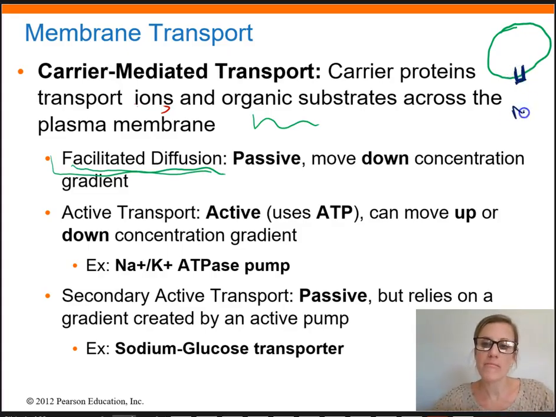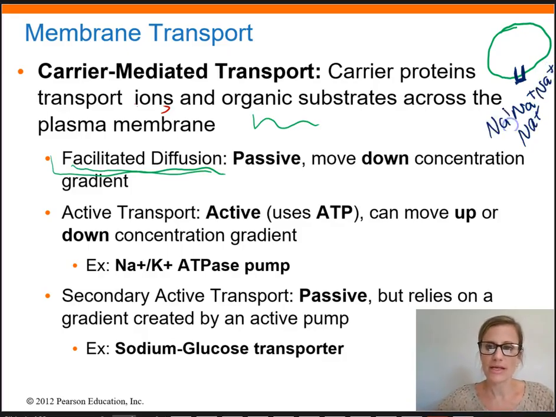Remember, I normally have much more sodium outside the cell than inside. So my cell looks like this. Now, diffusion tells us that this is going to go into the cell, right? It's going to go from high to low, so from outside to inside. But remember, this sodium can't diffuse straight through the plasma membrane because it's charged, right? It doesn't like the lipids, so it can't do that.